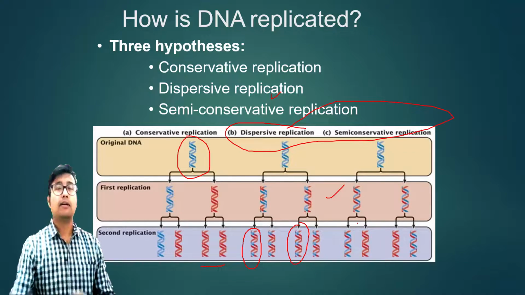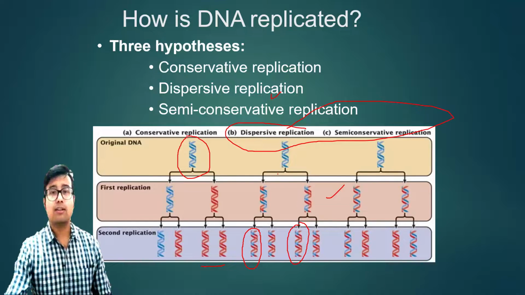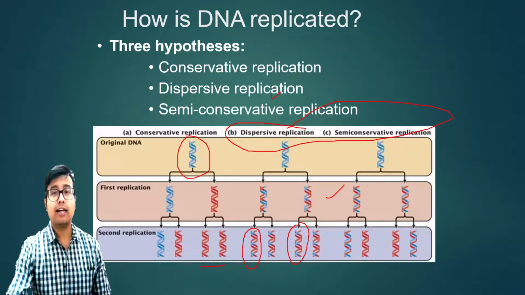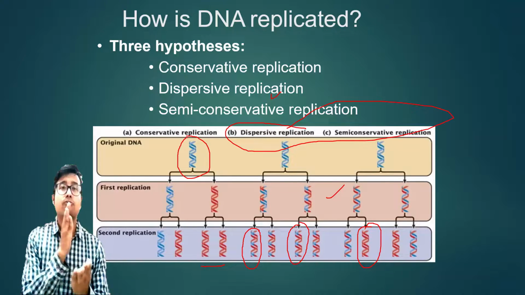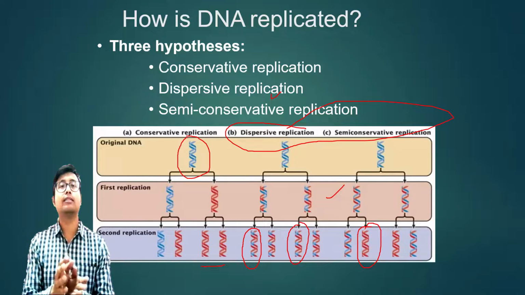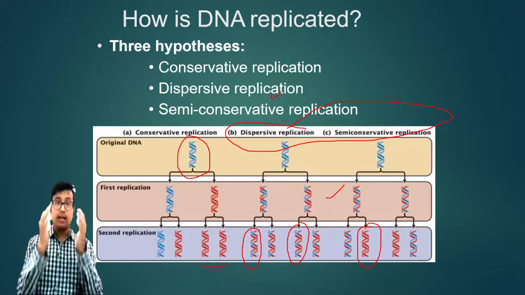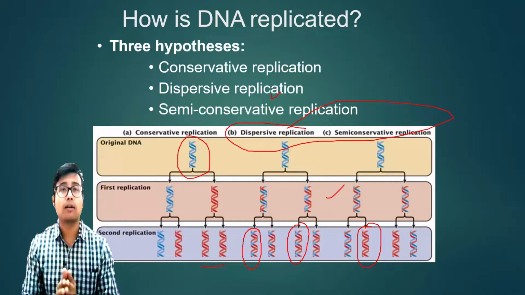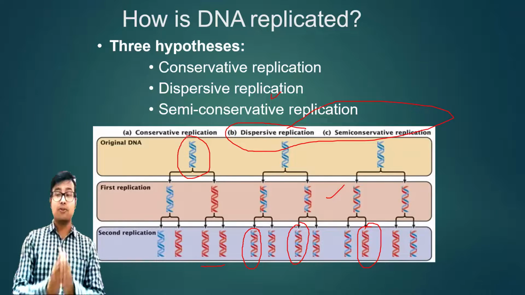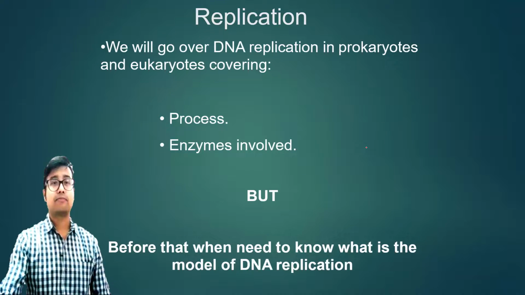However, in the semi-conservative model, you can see when this red becomes a parent, all right, it will contribute its one strand and the new strand will be synthesized from a daughter DNA. Okay, so you see, without an experiment, this whole thing seems so confusing, right? So what actually happened?